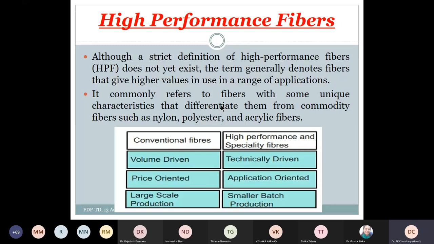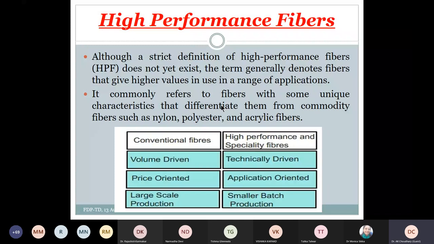Conventional fibers are volume driven and price oriented, not application oriented, with large scale production. High performance fibers are technically driven, produced in much smaller batches based on requirement and demand. Day by day, new areas of application of HPF, high performance fibers, are increasing due to their specific applications.